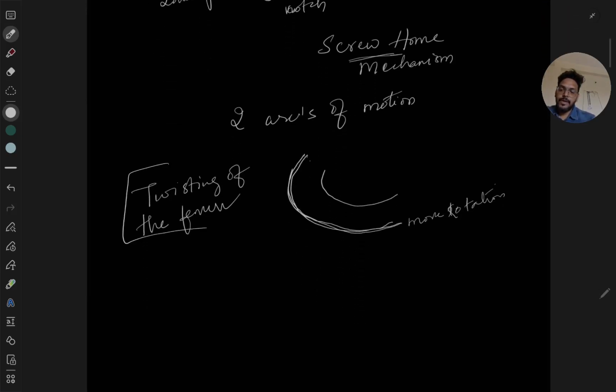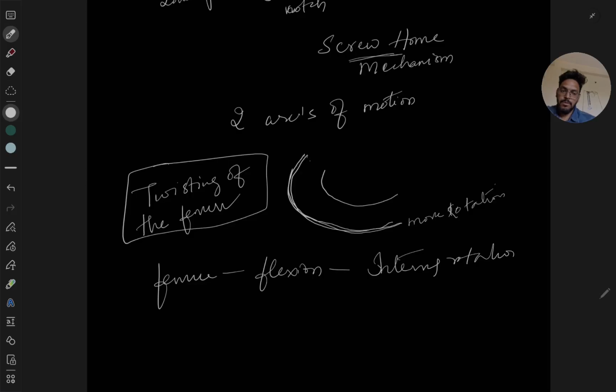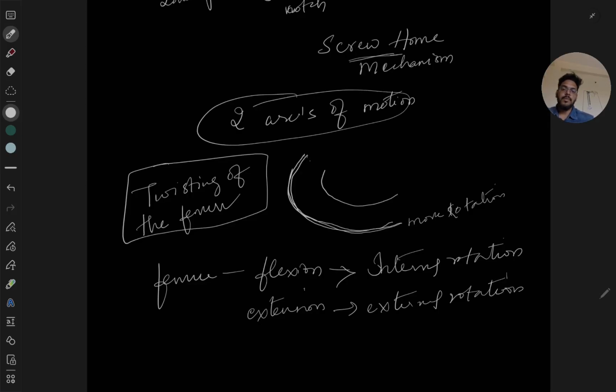In specific terms, in full flexion the femur will go into internal rotation. In full extension, the femur will go into external rotation. Why is this happening? Because of the 2 arcs of motion, because of one large and one small condyle. If you remember this much, we will discuss these topics in more detail in the total knee replacement topic.